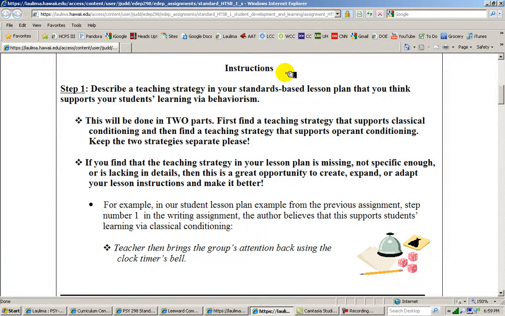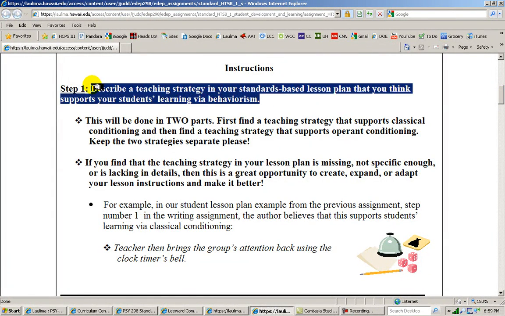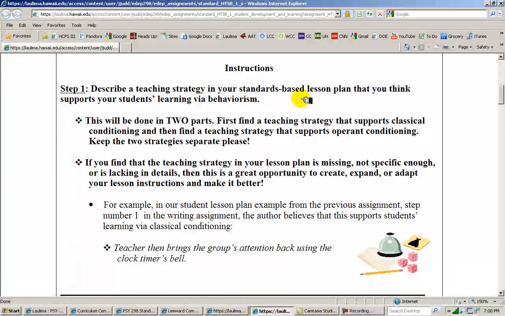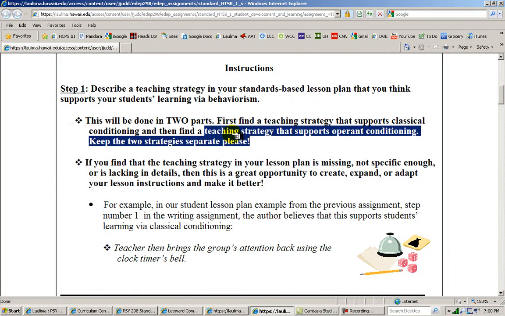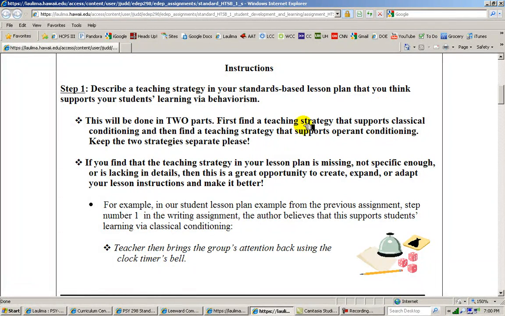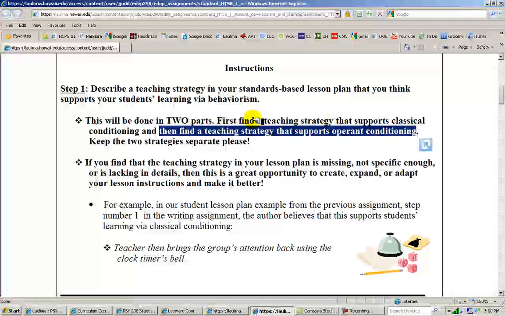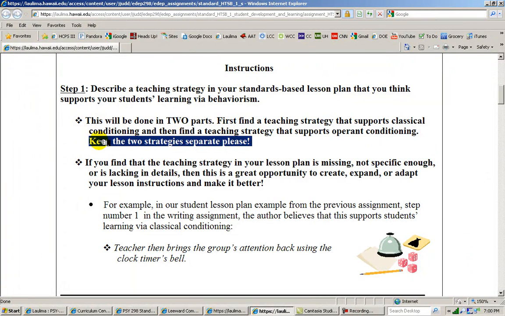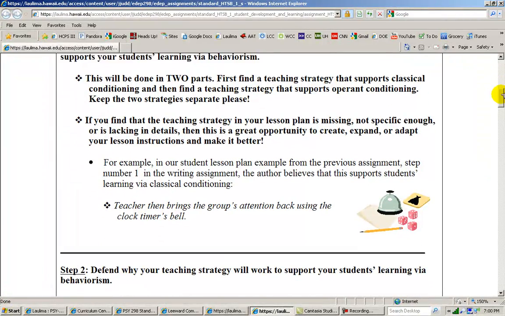And so our first step is to describe a teaching strategy in our standards-based lesson plan that you think will support your students' learning via behaviorism. And we want you to do this in two parts. The first part is one that supports classical conditioning, because that's the earlier type of behaviorism, and then another teaching strategy that supports what's called operant conditioning. And please keep these two strategies separate so that we can distinguish between which ones you're talking about.